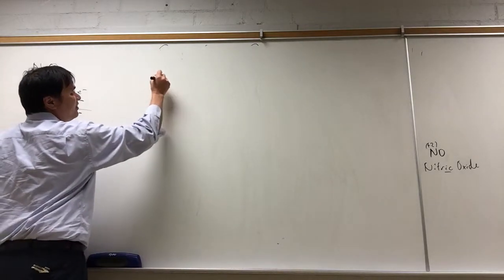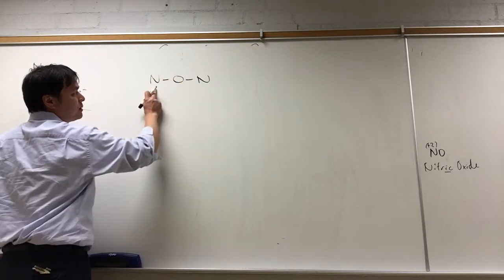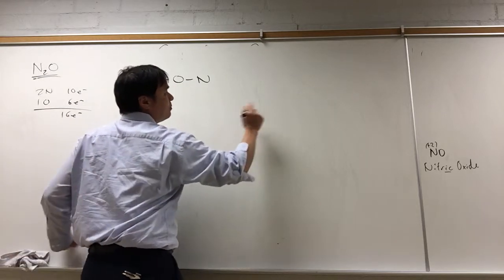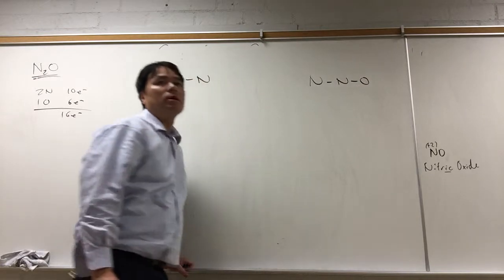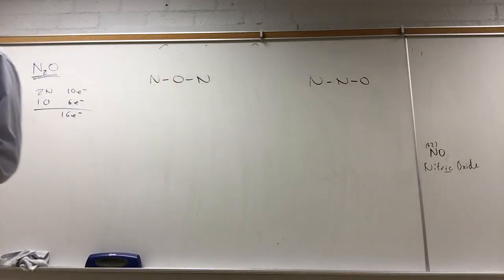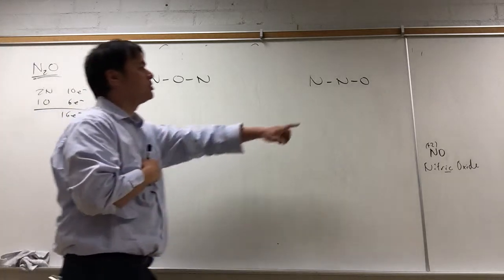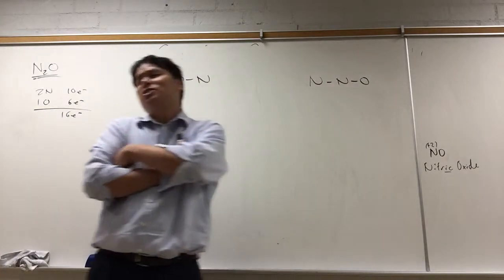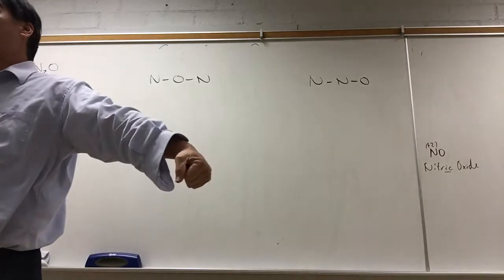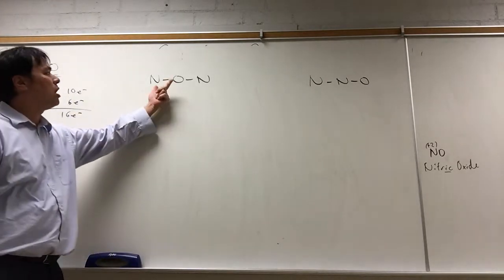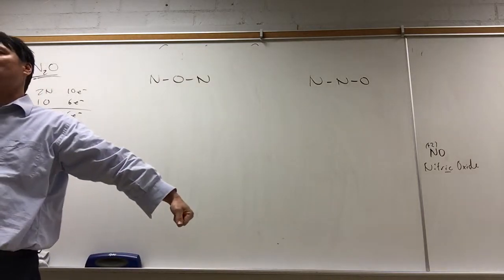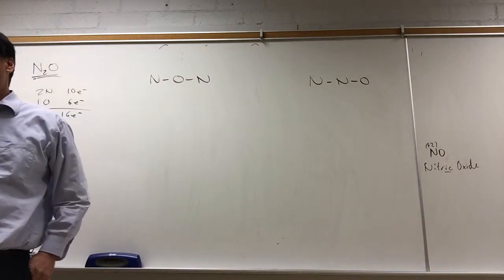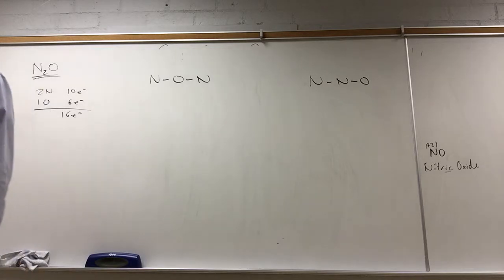And so we can come up with 2 skeletons here. This one looks very symmetric, NON. That's one possibility. The other possibility is an NNO. Now, normally we want the least electronegative element in the center, and the least electronegative would be nitrogen. But one thing about oxygen is oxygen doesn't mind bridging two other atoms. So for example, in water, it would be HOH. And so oxygen naturally occurs as a central atom. So it's not unusual to have oxygen in the center here.